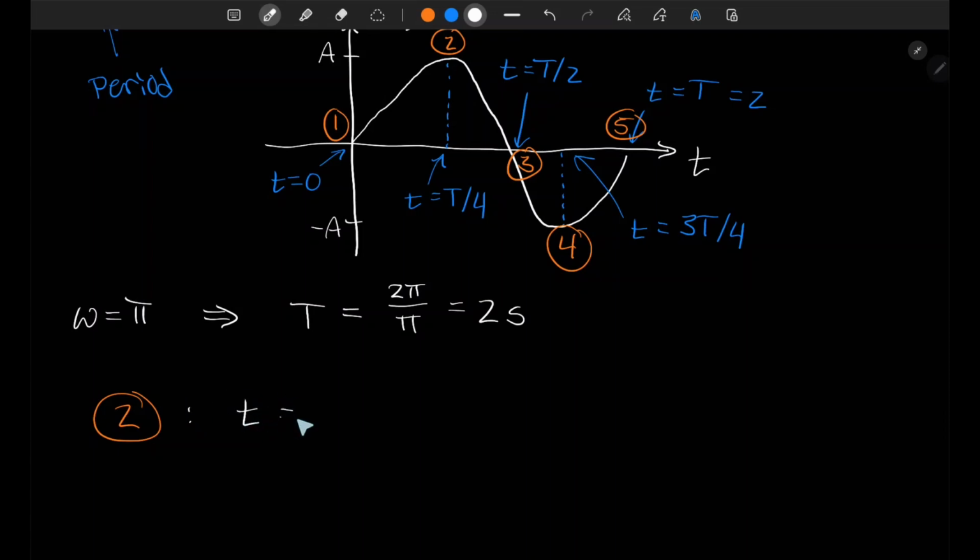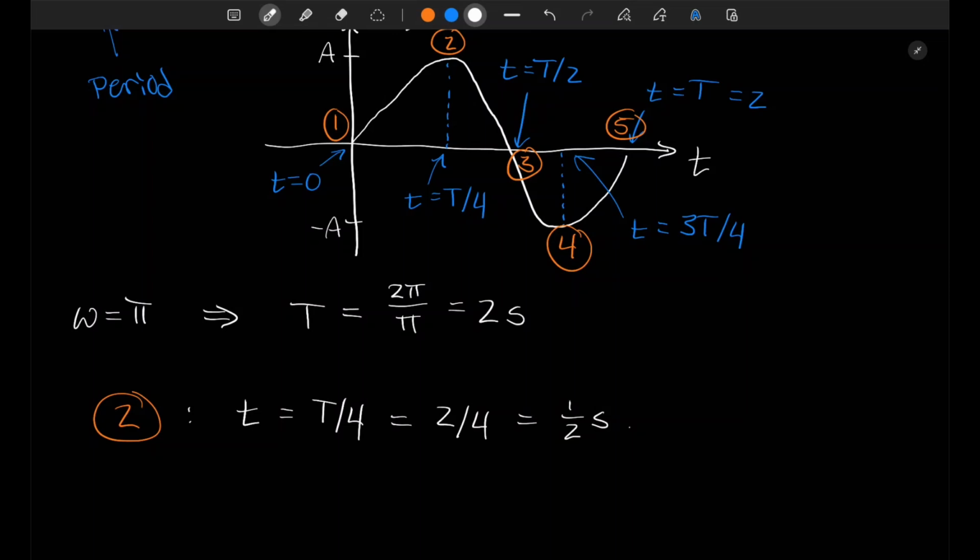Okay, that means that point 2 occurs at t equal to big T divided by 4. I've just rewritten what I have here. But big T is equal to 2. So this is 2 divided by 4. So this graph reaches its maximum after 1/2 of a second.